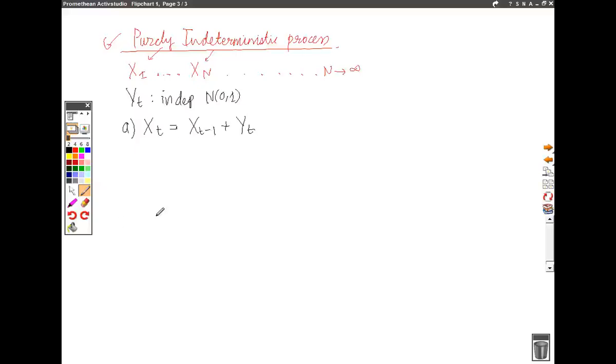So we have to determine if xt is stationary. And when I say stationary, I mean a weakly, purely indeterministic stationary kind of process. So what do you guys think I should do first? Check its mean, right? Is it constant or does it depend on time? So the expectation of xt will be the expectation of xt minus 1 plus yt, and I know that these are independent, so it will just be the expectation of xt minus 1 plus the expectation of yt.